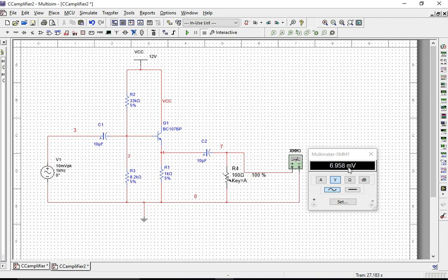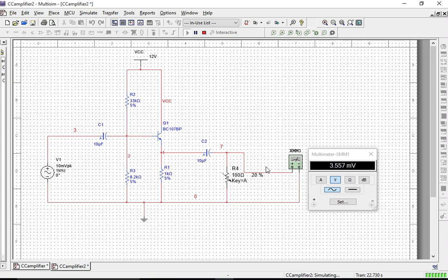The previous maximum is 6.957 millivolts. We must get 3.5 millivolts by varying this variable resistor. I am reducing its resistance. So nearly 20% of 100 ohms is 20 ohms. Okay, so this is nothing but the output impedance.